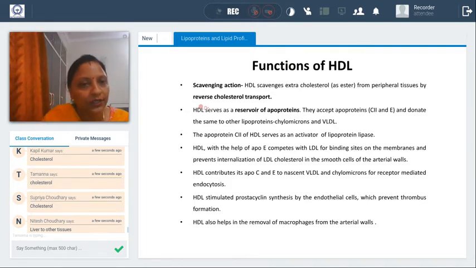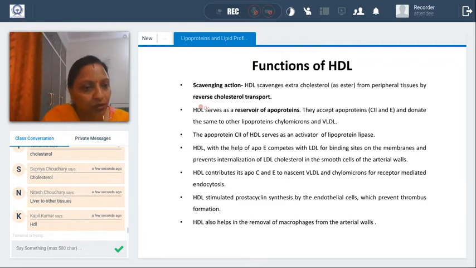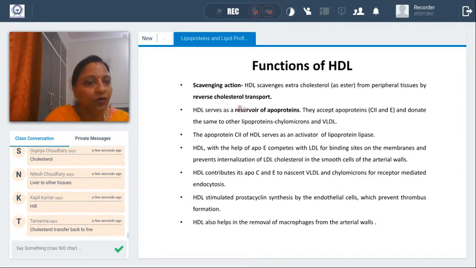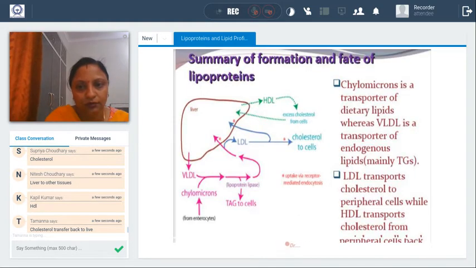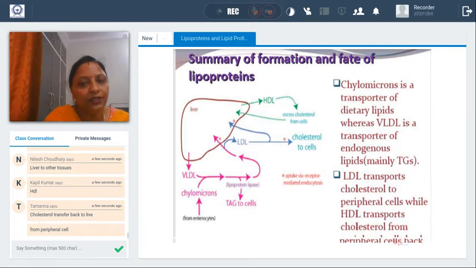Why is it called reverse cholesterol transport? Yes. It returns the cholesterol to the liver. Reverse cholesterol transport: HDL transports cholesterol from peripheral cells to the liver.